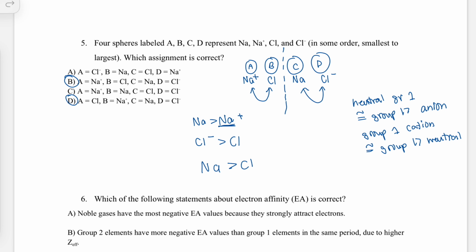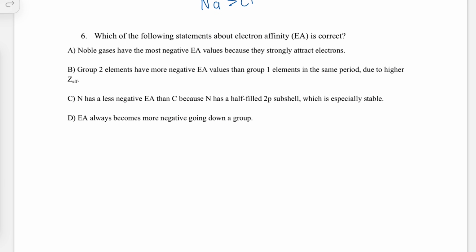Okay, question 6. Which of the following statements about electron affinity is correct? Letter A, noble gases have the most negative electron affinity values because they strongly attract electrons. This is not true because noble gases have a full shell. When they have a full shell, they're happy and they don't want any more electrons. So this is not true. B, group 2 elements have more negative electron affinity values than group 1 elements in the same period due to a higher effective nuclear charge.